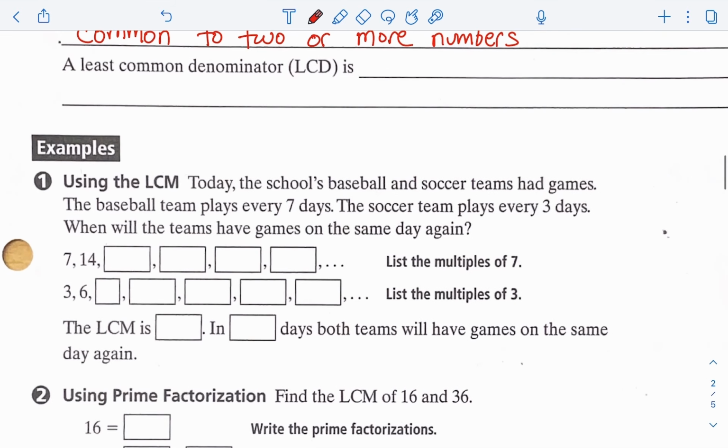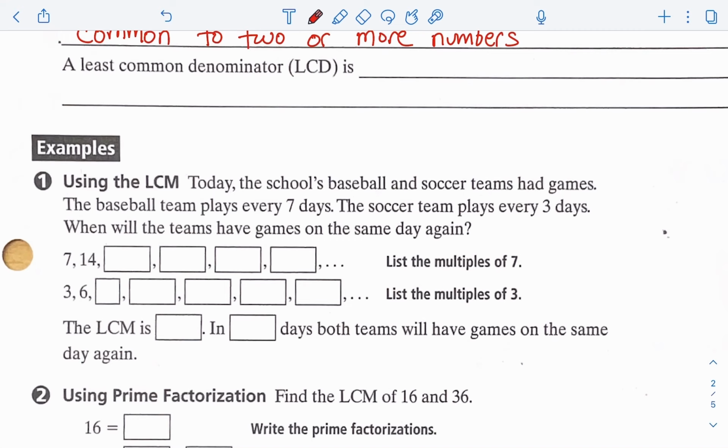One way you can find multiples is you can make lists. So this says, today the school's baseball and soccer teams had games. The baseball team plays every 7 days. The soccer team plays every 3 days. When will the teams have games on the same day again? So what we're going to do is make a list of multiples of 7 and a list of multiples of 3 and then figure out what the smallest number is that they both have in their list.